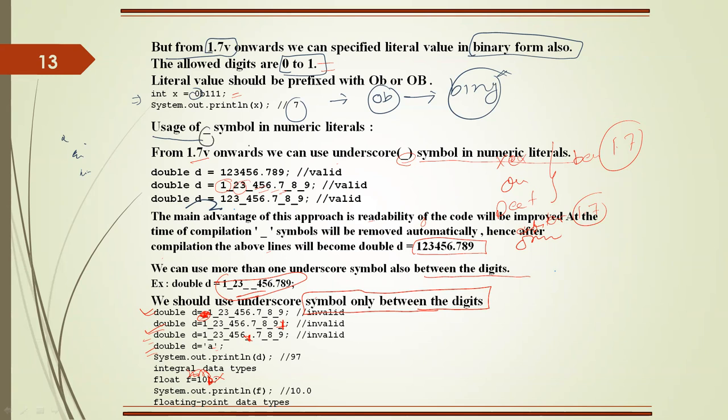So use this underscore symbol in numeric literals. From 1.7 onwards, we can use the underscore symbol in numeric literals. It is only valid for numeric literals, right? So the readability will increase, more readability, like that. That's why it's separated. The main advantage is that the readability of the code will improve. At the time of compilation, Java will automatically remove the underscore symbols, hence after compilation the above lines will become like this.